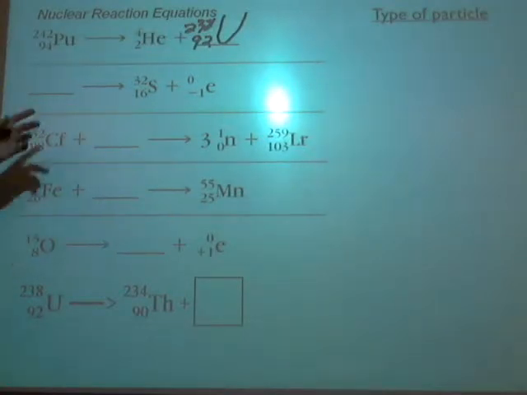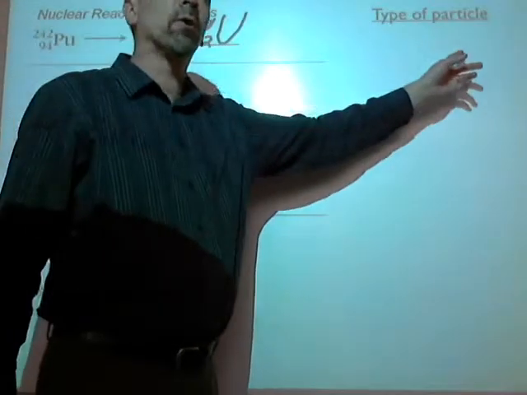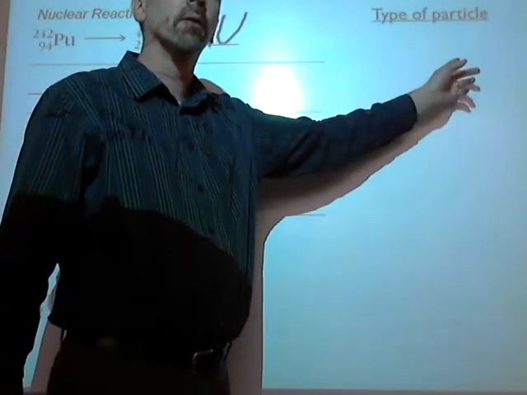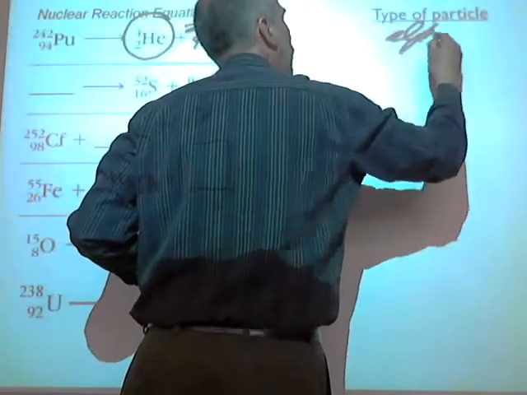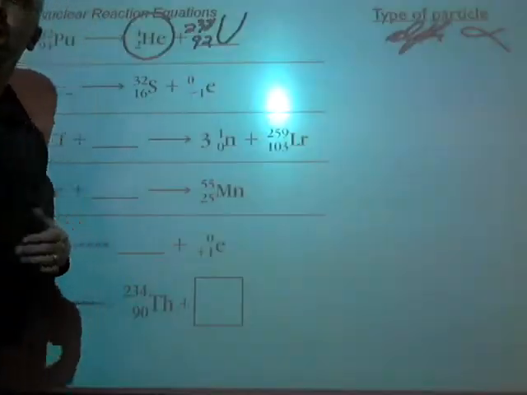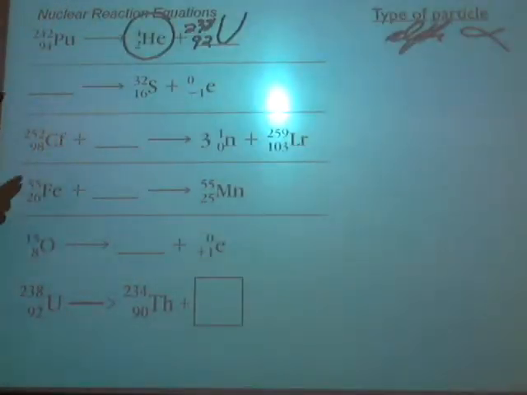Right. Okay. If I ask for the type of particle, what type of particle do I want here? Alpha. Yes, this was an alpha particle that was given off. I will put alpha or that. That's the symbol for an alpha.